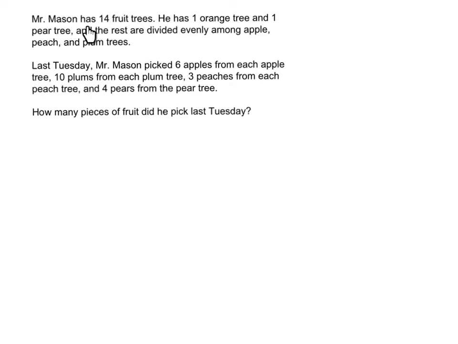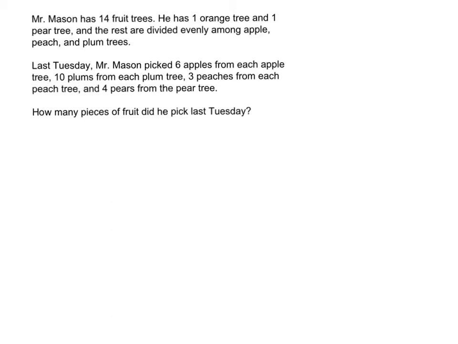Alright, we have Mr. Mason has 14 fruit trees. He has one orange tree and one pear tree, and the rest are divided evenly among apple, peach, and plum trees. So at this point, we don't know how many apple, peach, and plum trees there are, because it's not telling us necessarily, and we'll get back to that in just a moment.